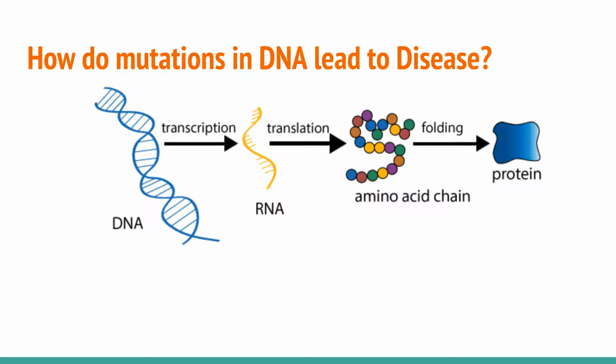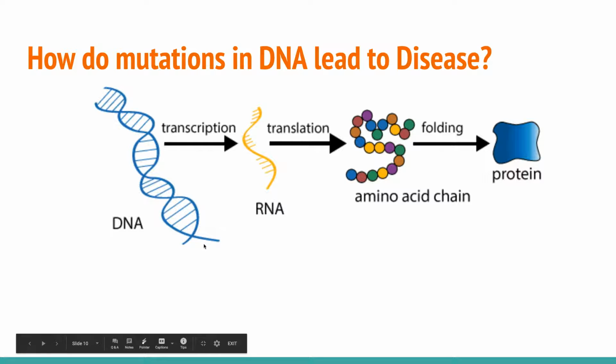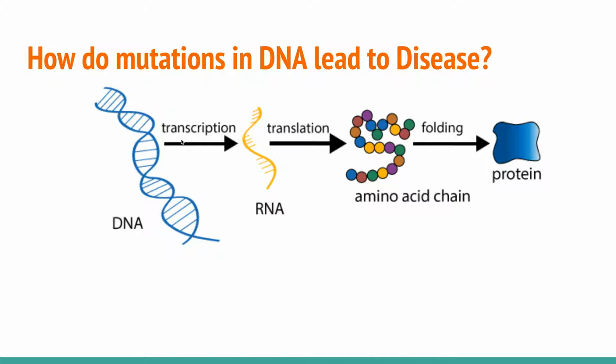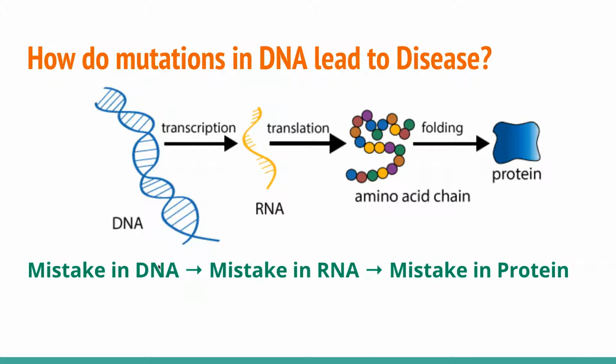So, how do mutations lead to diseases? Remember, this is the process of cells and proteins being created. We have DNA that gets transcribed, translated by RNA, and then they form amino acids. And as they fold, they then become proteins. So, if there's a mistake in the DNA, there will be a mistake in the RNA, which then means that there will be a mistake in the protein. So, it is what is it called? A ripple effect. So as it affects one thing, it affects everything.